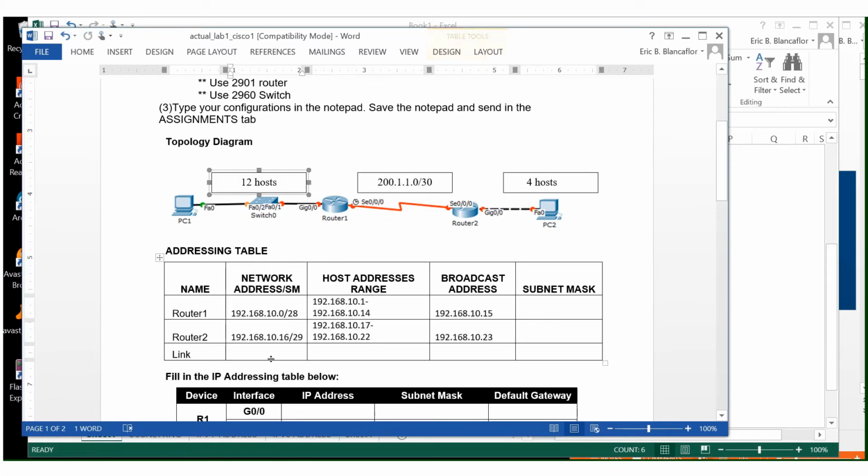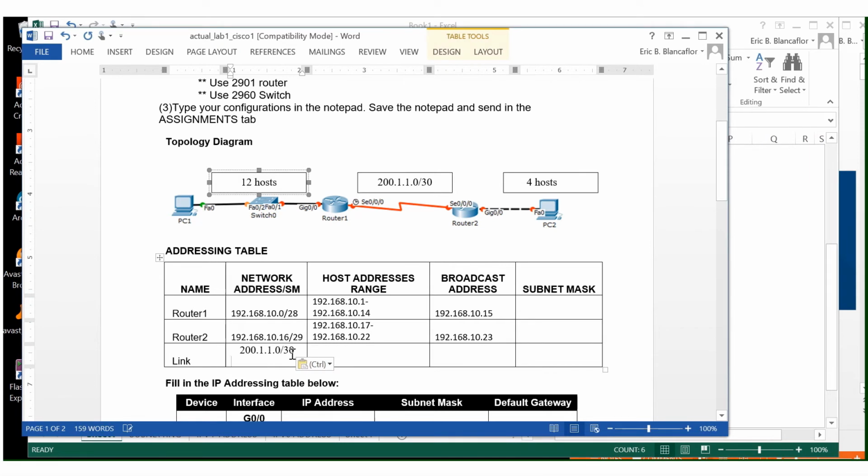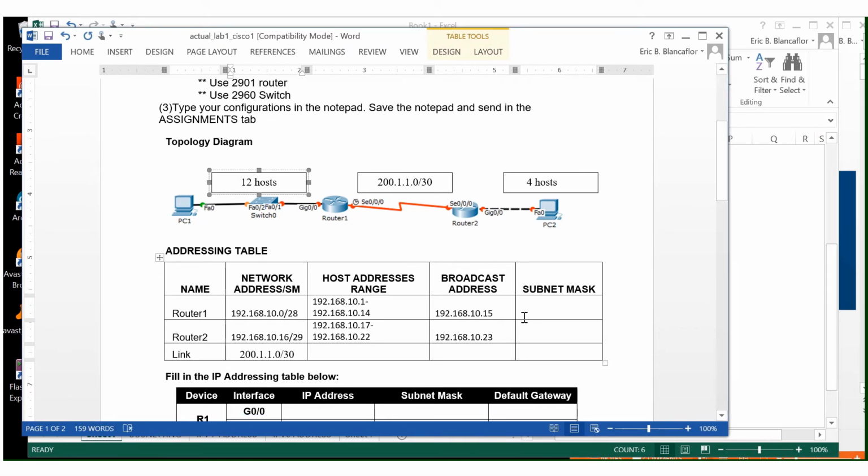Yung 201.10/30. Okay. There's subnet mask. /28, we've solved this a while ago. It's 255.255.255.240. Okay. And then /29 is 255.255.255.248. Okay. And then /30 is 255.255.255.252. Okay. Now, it's /30.